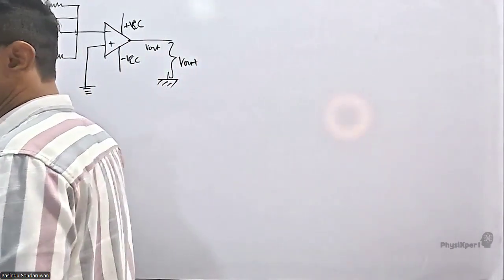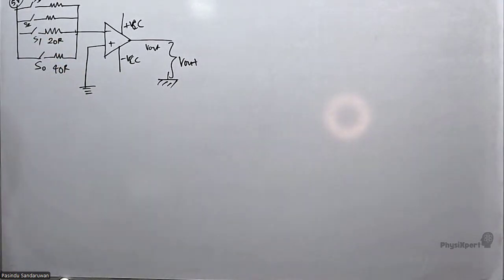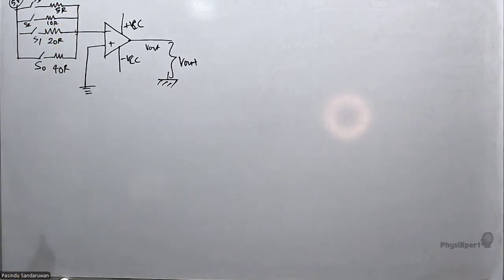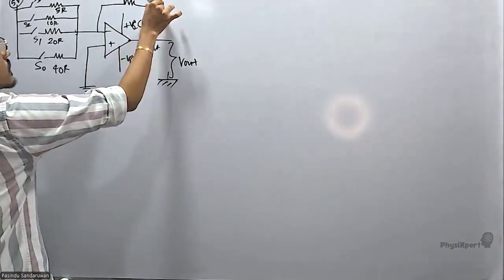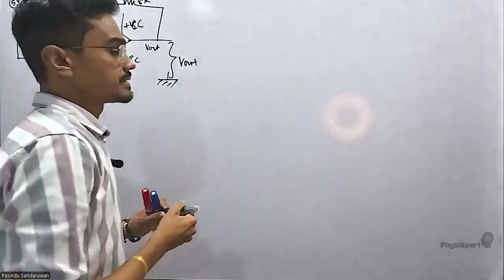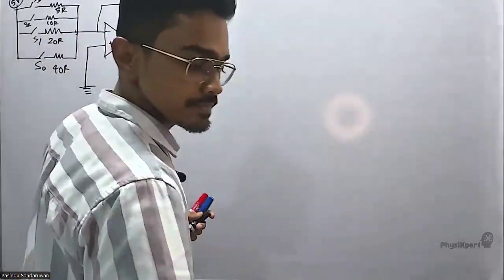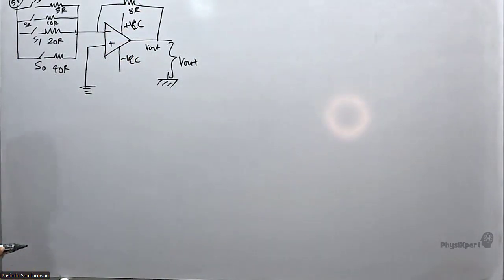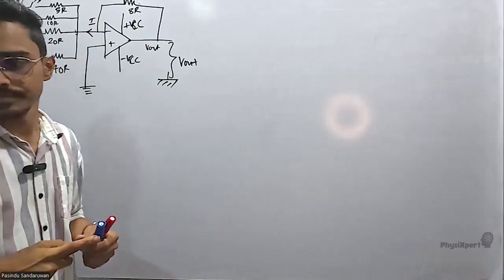40R, 20R values, 40R, 20R, 10R, 5R, 10R, 5R, and 8R here. If you can't see this 8R, let me write it below. 8R. All right. And current capital I is also marked here.